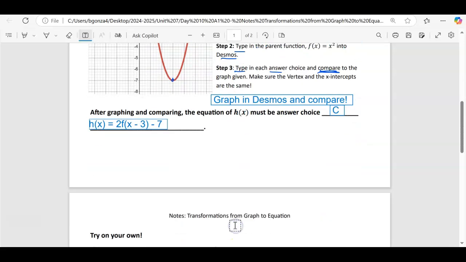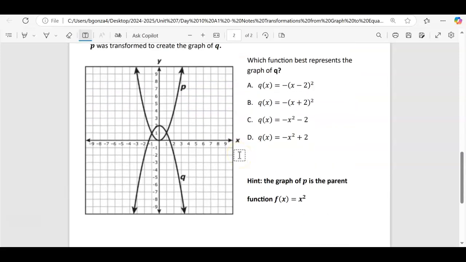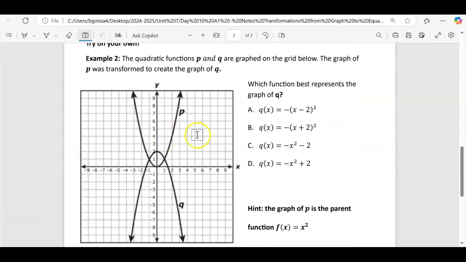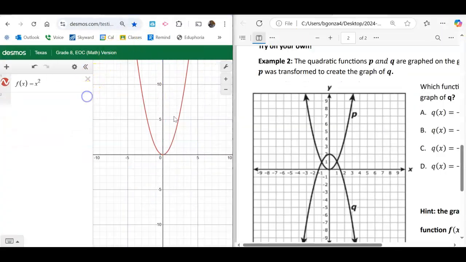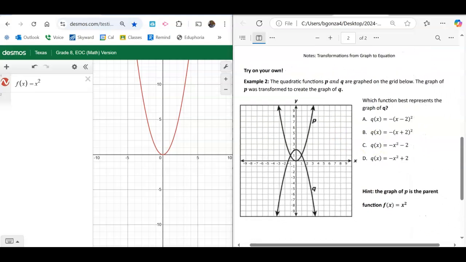All right. Now, second part of the notes, try on your own. Let's do another one here. Now, remember, you gotta graph the original x squared. So I'm gonna leave that x squared there. And then for these, I'm gonna do q of x negative x minus 2 squared. Okay, that for answer choice A does not match. Let's try the next one.